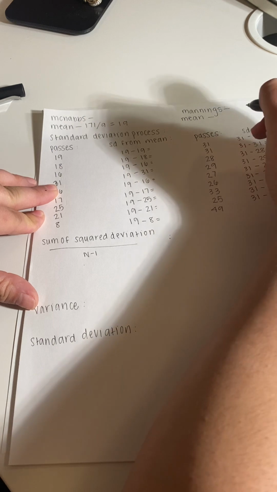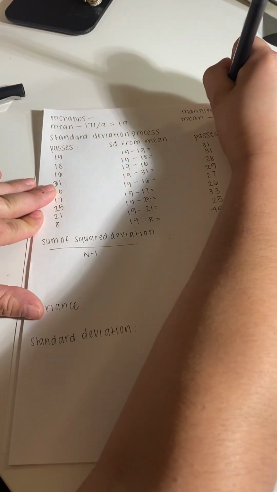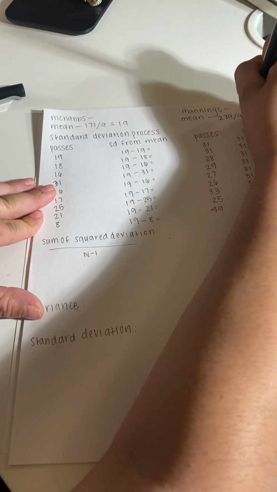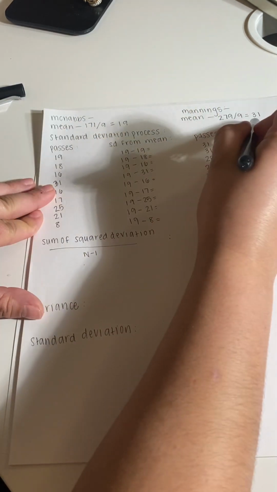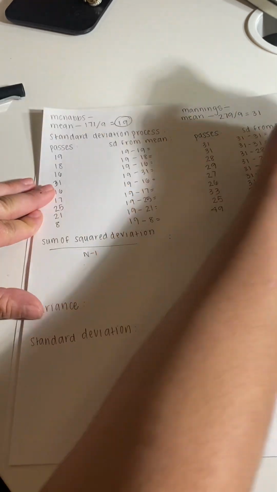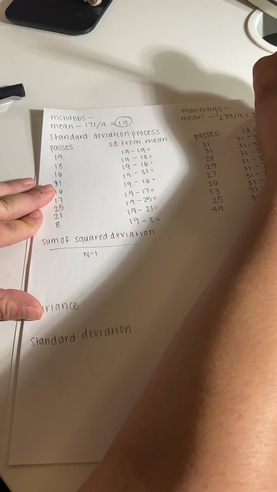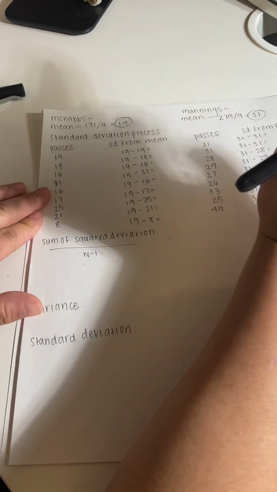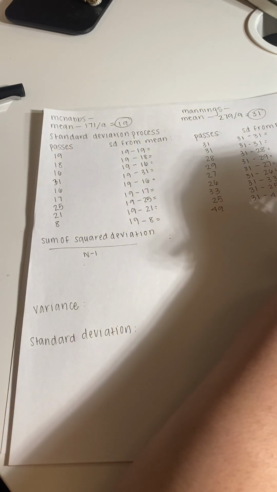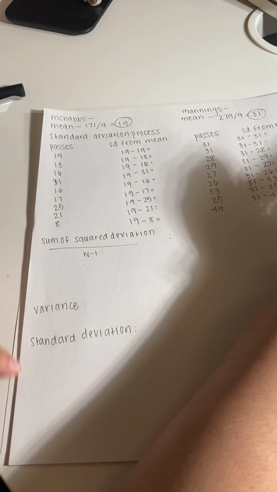And then for this one, it's going to be 279 divided by 9, which is 31. So this is the answer to number 1. McNabb's mean is 19, and then Manning's mean is 31. So now to find the answer to number 2, which is the standard deviation, that's the longer process.